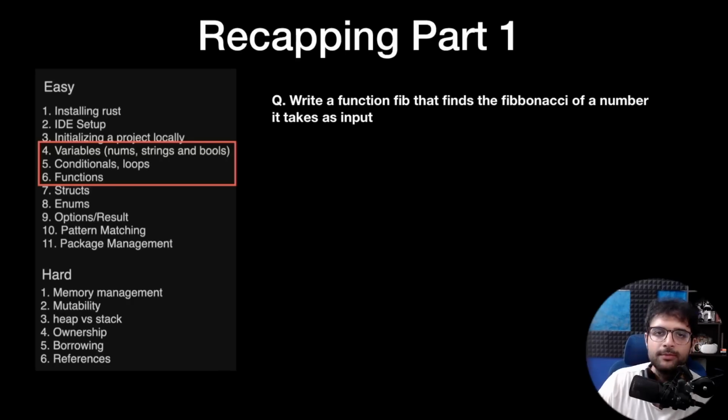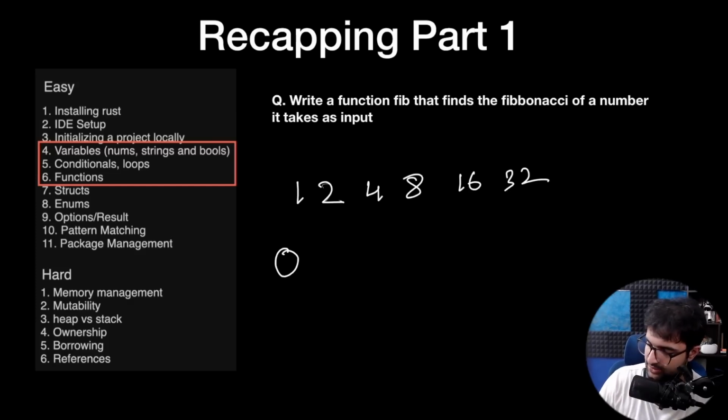Okay, Fibonacci is a series. Just how this can be a series: 1, 1, 2, 4, 8, 16, 32. This is a series where every number is doubling up. Similarly, Fibonacci is a series that starts like this. 0 is the first number, 1 is the second number. The third number is the sum of these two. 0 plus 1, what is that?